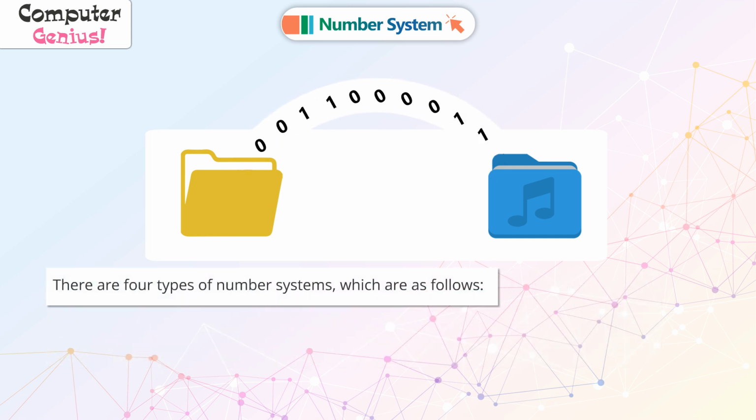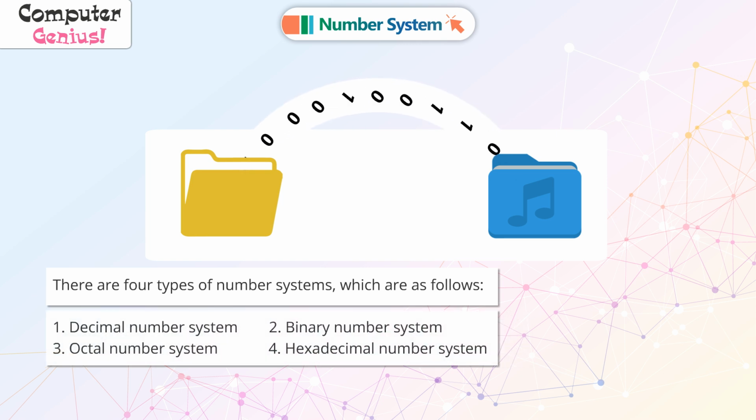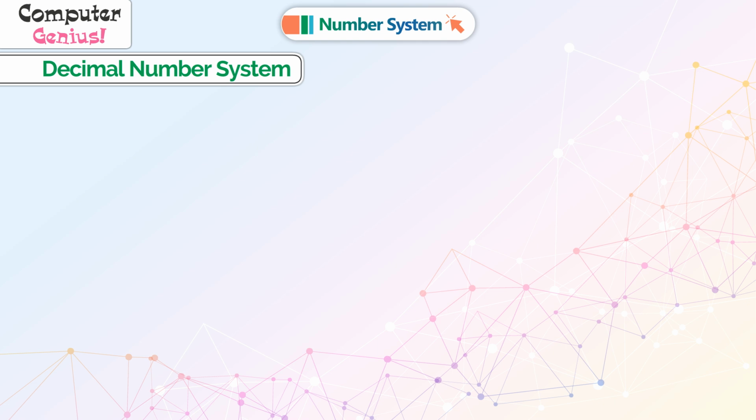There are 4 types of number systems, which are as follows. 1. Decimal number system. 2. Binary number system. 3. Octal number system. 4. Hexadecimal number system.